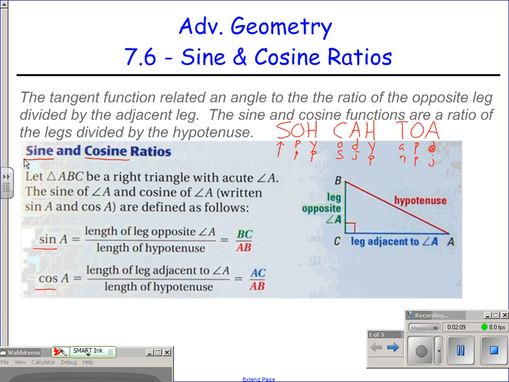Sohcahtoa. My wife doesn't remember much about mathematics, but she remembers the Pythagorean theorem and Sohcahtoa. She doesn't know how to use them, but she remembers them.